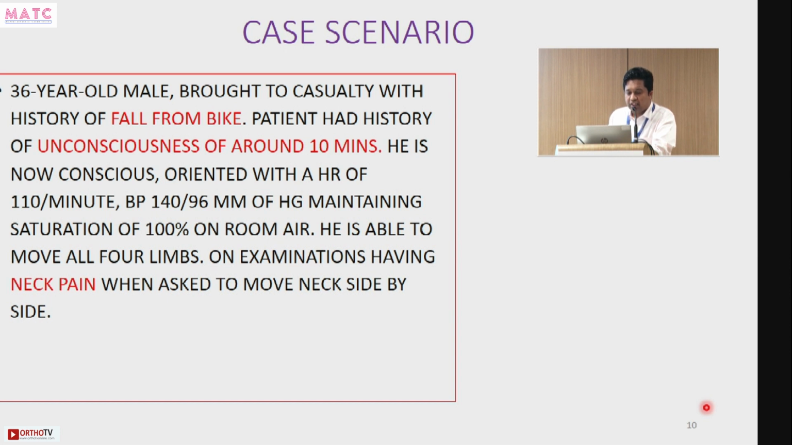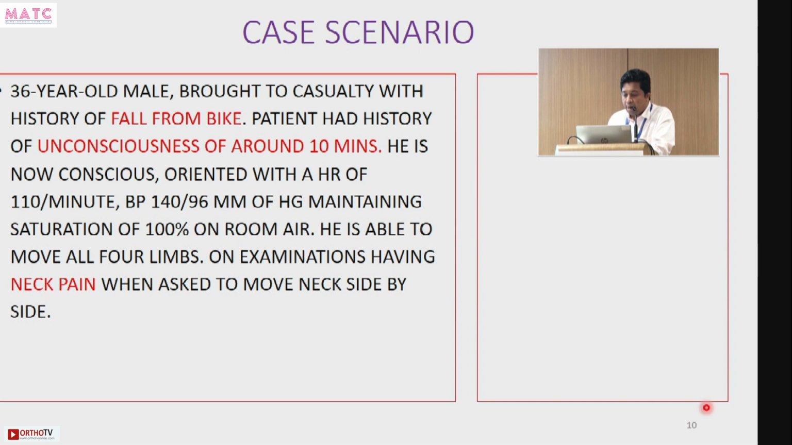A 36-year-old male is brought to the casualty with a history of fall from a bike, and he was unconscious for 10 minutes. Now he is conscious and oriented, with a heart rate of 110. He's tachycardic, blood pressures are normal, he's saturating well on room air, and he's able to move all 4 limbs, but he was unconscious 10 minutes back. On examination, he has neck pain when we asked him to move the neck to the side. Now, what are the common problems you come across in this patient?